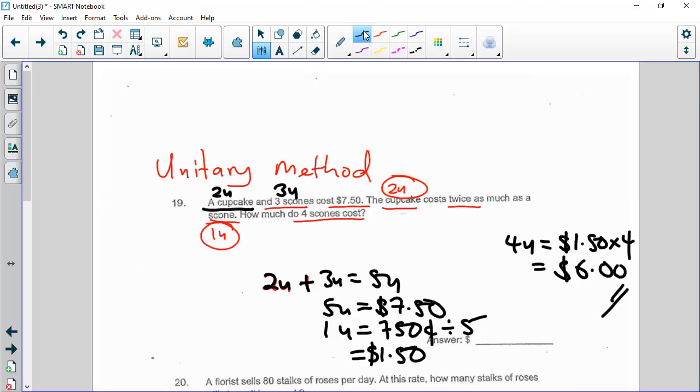It's okay, I just write 6, without the dollars. You can just put $6. Okay, question 20.